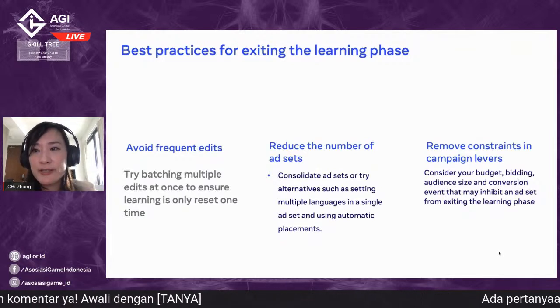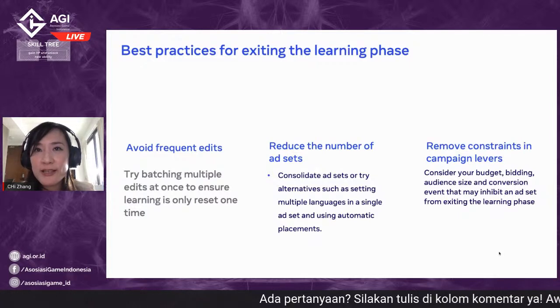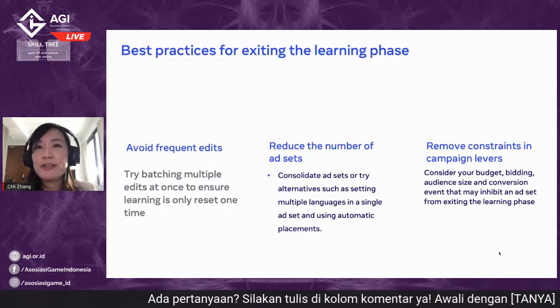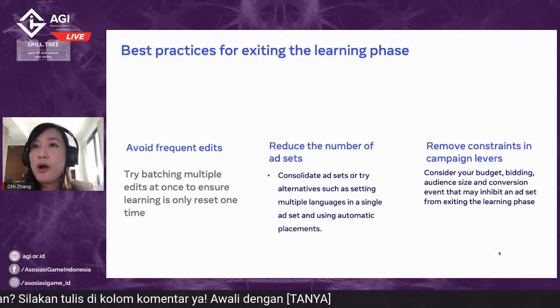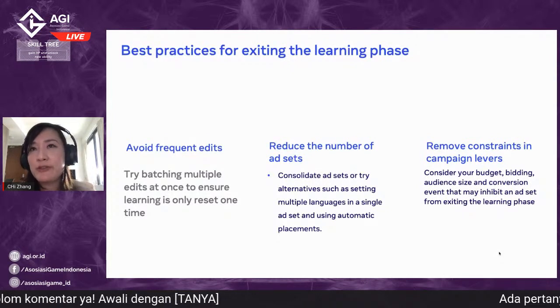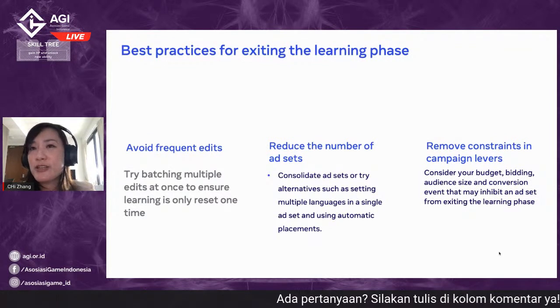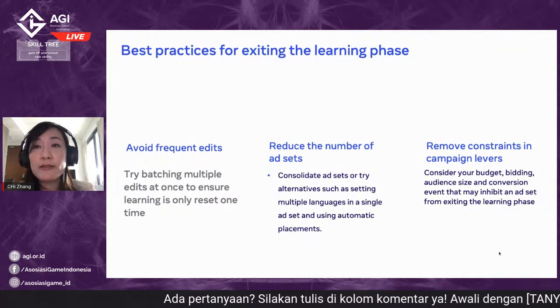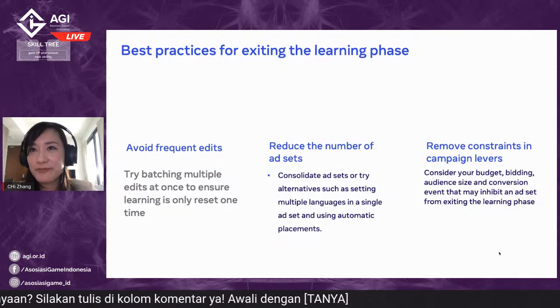We do provide you with certain levers. For example, you can set multiple languages in a single ad set so that you can avoid setting multiple ad sets per country. And as far as possible, we recommend you to remove constraints in the campaign levers. So you can consider your budget, your bidding, your audience sizes, and give the maximum opportunity for the machine learning to explore.